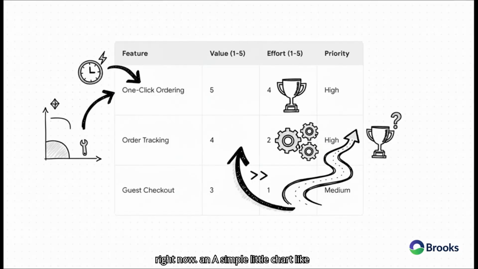And a simple little chart like this is a fantastic tool for it. We can score each feature on its potential value to the user and the technical effort it'll take to build. You can see right away that order tracking is high value and pretty low effort. That's a quick win. It's clearly a higher priority than, say, one-click ordering, which might be slightly higher value but is way harder to build.